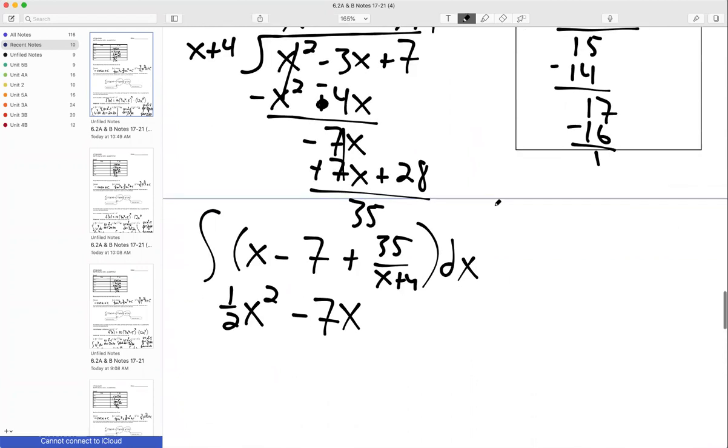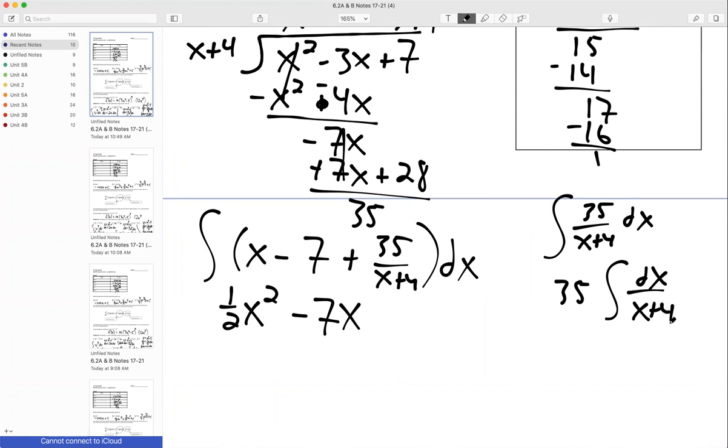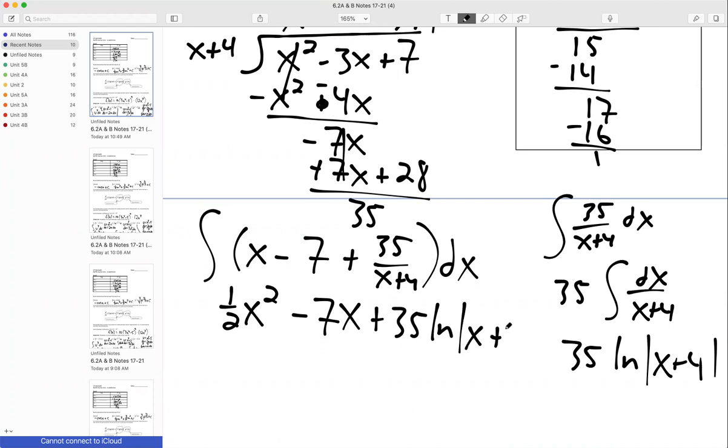Wait, so multiply the whole thing by 35? Hold on. I'm integrating each of these separately. So let's say I have the integral of 35 over x plus 4 dx. So I could write this as 35 times the integral of dx over x plus 4. All right, and what's the antiderivative of this? So it's going to be 35 times natural log absolute value of x plus 4. So plus 35 ln absolute value of x plus 4.